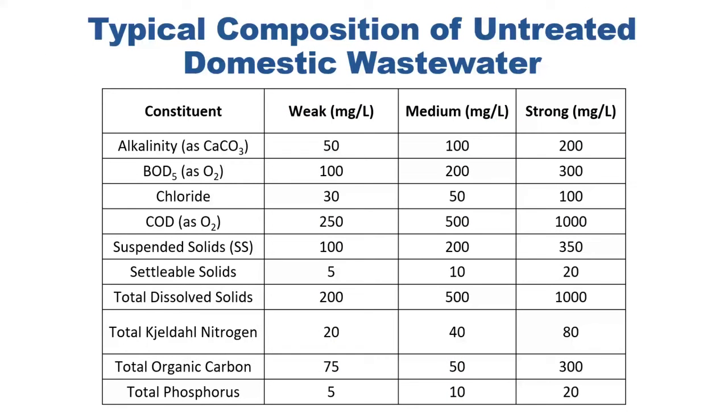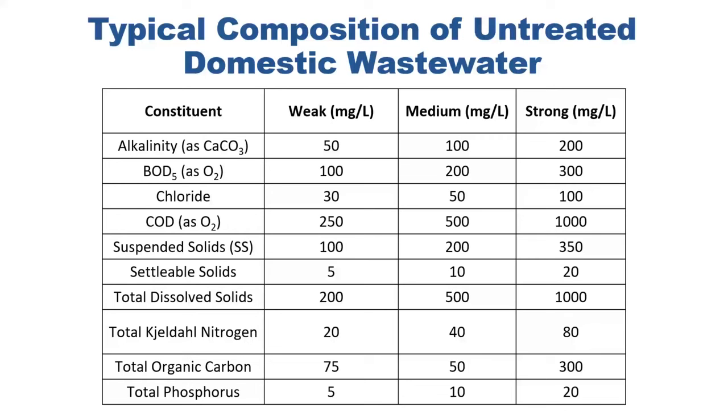So we have here the alkalinity, the BOD5, the chloride, the chemical oxygen demand or the COD, the suspended solids, the settleable solids, the total dissolved solids, the total Kjeldahl nitrogen, total organic carbon, and total phosphorus. So we have here new constituents: the COD, the total Kjeldahl nitrogen, and the total phosphorus.